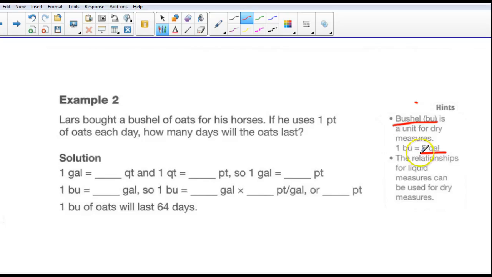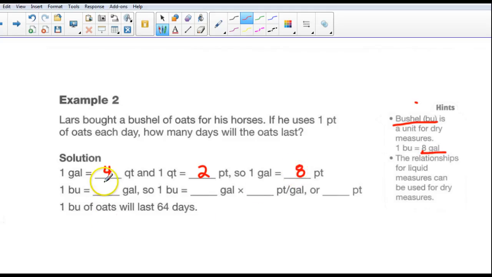Okay, so Lars bought a bushel of oats for his horses. If he uses 1 pint of oats each day to feed them, how many days will the oats last? Well, the solution is 1 gallon is equal to how many quarts? So we know 1 gallon is the same as 4 quarts, and 1 quart is the same as 2 pints. So 1 gallon is equal to 4 times 2 is 8 pints. We know that. That was in the previous question.